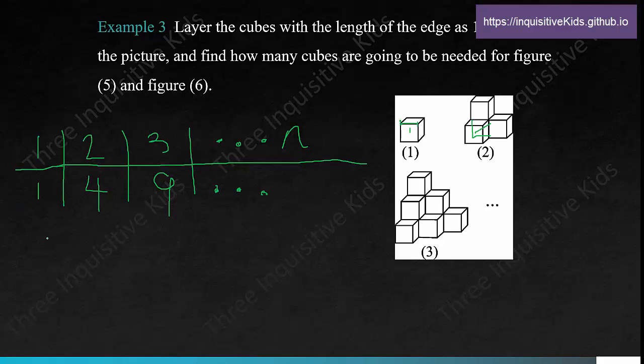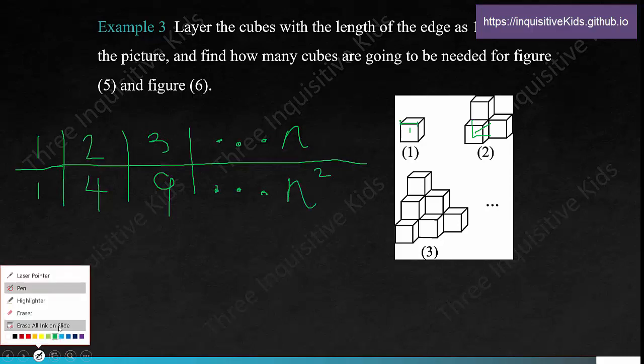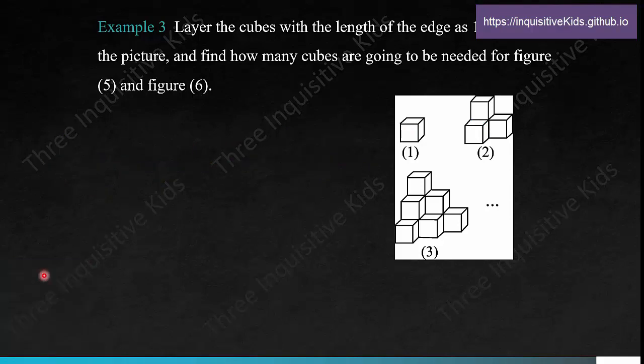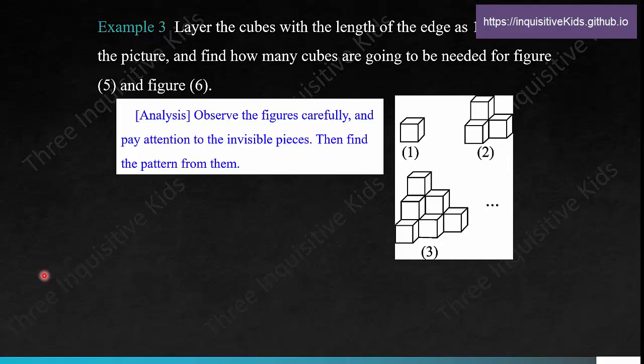Okay, now let me ask you, what is 1 squared? 1, okay? What's 2 squared? 4. What's 3 squared? 9. So what would the nth figure have? It'll have n squared. So if we're trying to find the cubes for figures 5 and 6, we just square them. So figure number 5 will need 25 cubes as an answer.